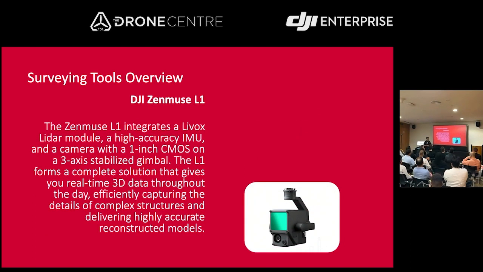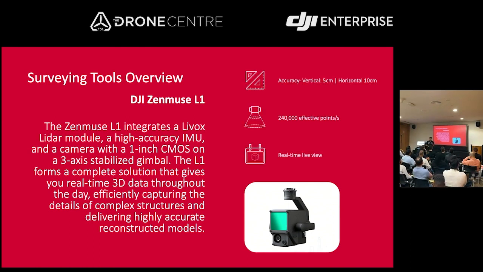DJI L1 is an in-house LiDAR-based drone payload from DJI itself, which is the best in the market currently available, compared to your traditional laser scanners, which will be more accurate, definitely, and more pricey too. The L1 is the cheapest and the best drone LiDAR payload available in the market.